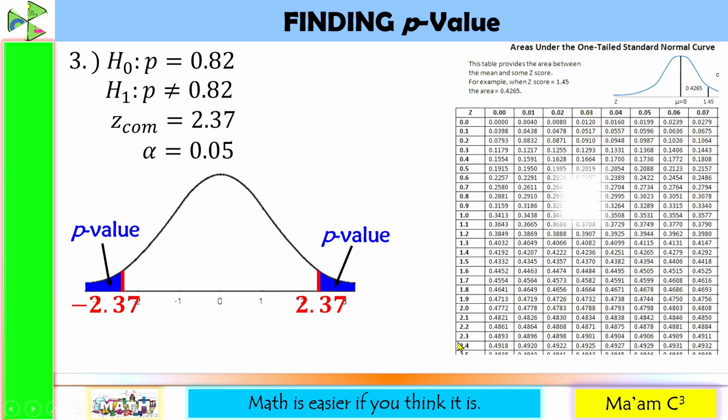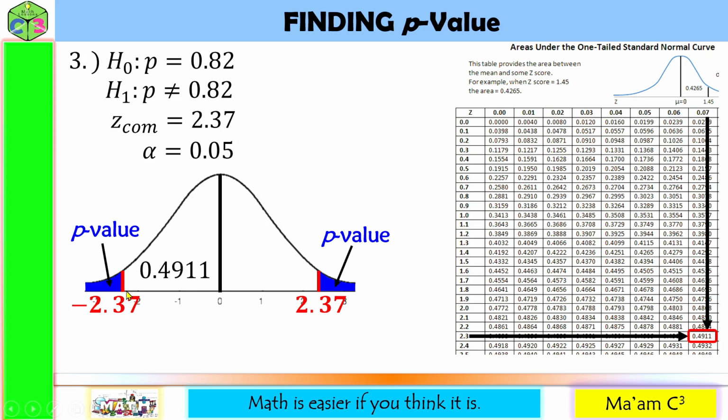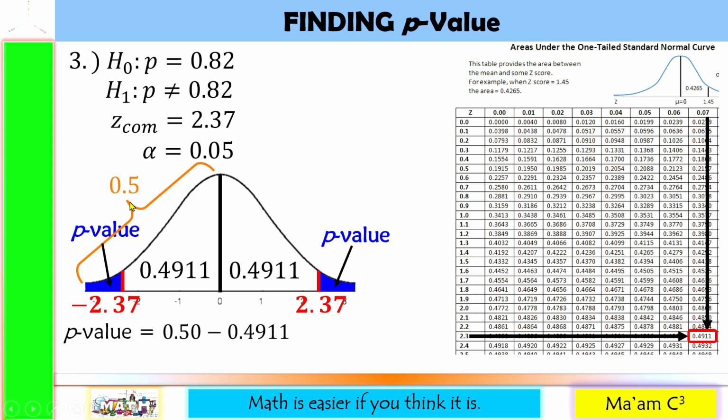Let us bring out our z-table. Let us look for 2.37: 2.3 and 0.07. So the area is 0.4911. This area is from the mean to negative 2.37 and from the mean to positive 2.37. We need this area here. Let us use one side, and half of the curve is 0.5. Let us subtract 0.4911 from 0.5 and this will give us 0.0089. This is the p-value here.